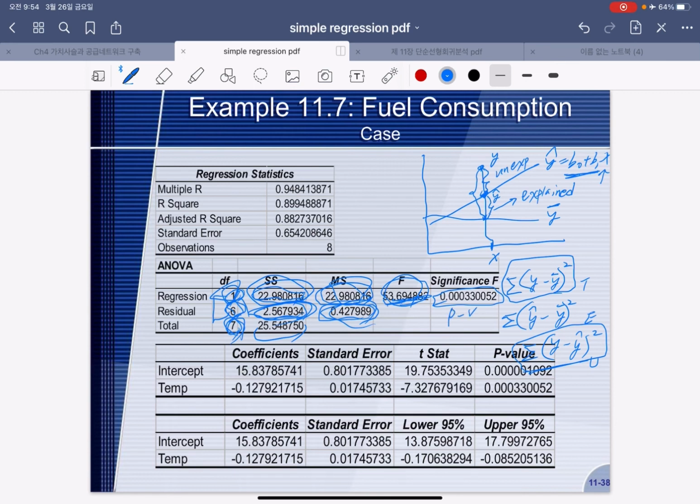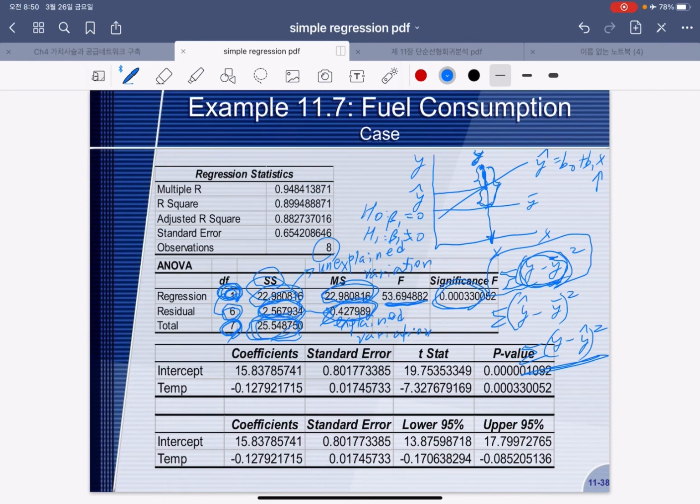So this p-value is less than 0.05, so you reject the null hypothesis, right? As I said, this number comes from this one divided by this, right? So among total variation, the explained portion is the R square.